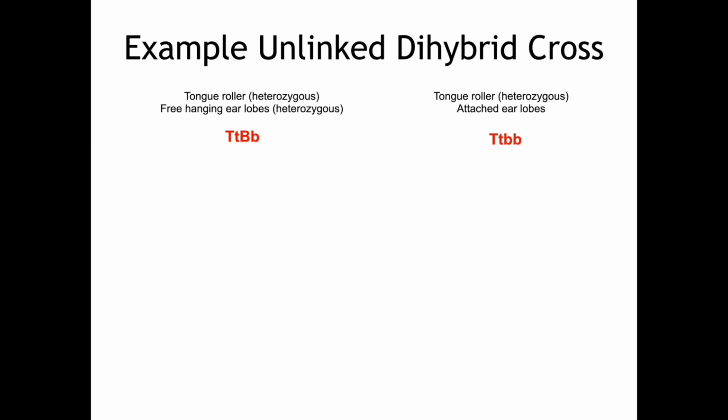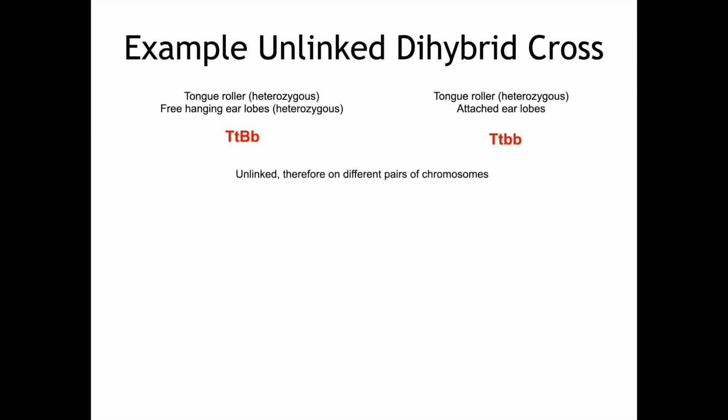So we will do a cross with one that is a tongue roller, heterozygous for that, so that's uppercase T, lowercase t, and they have free hanging earlobes, they're also heterozygous for that, so it's uppercase B, lowercase b. On the right hand side, this person is going to be a tongue roller, again heterozygous, uppercase T, lowercase t, and they will have attached earlobes, meaning that they must be homozygous recessive, lowercase b, lowercase b.